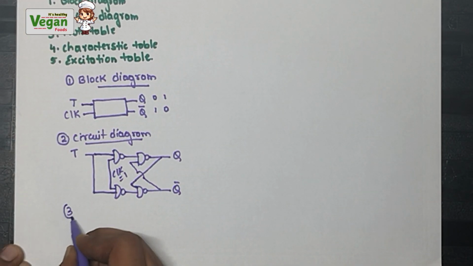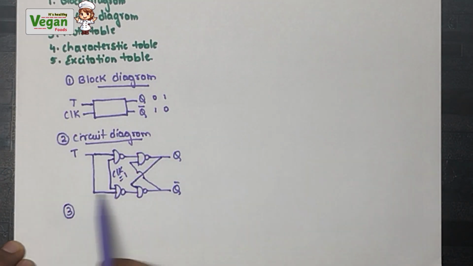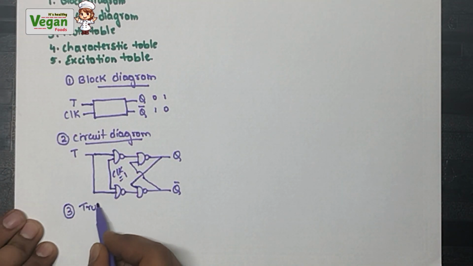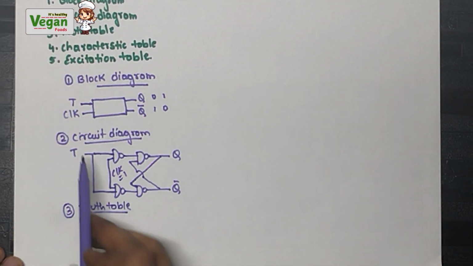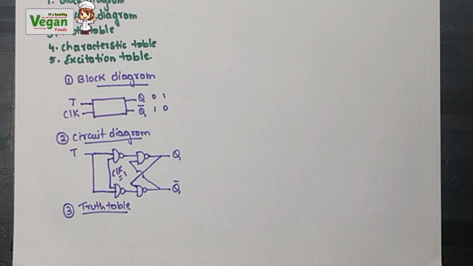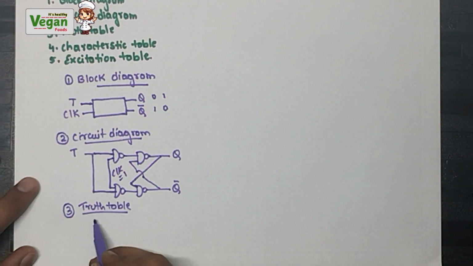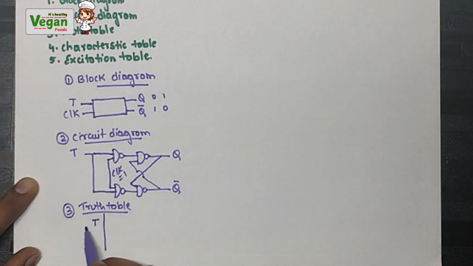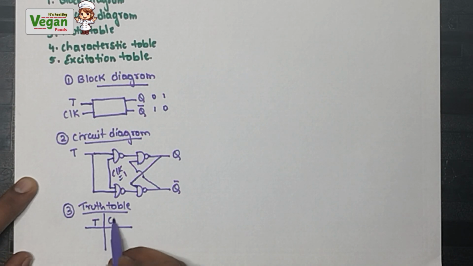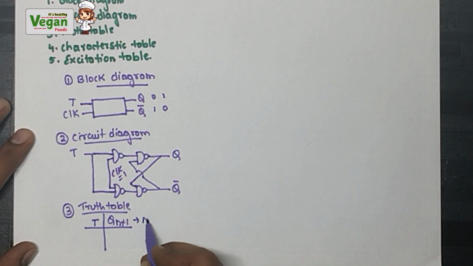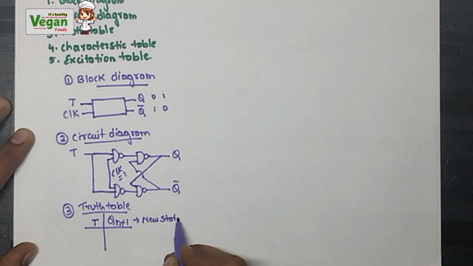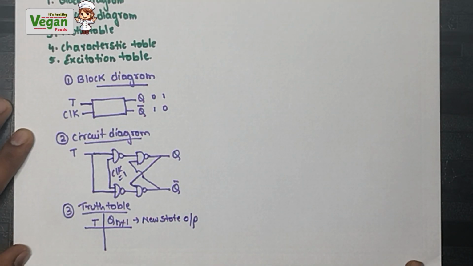Now third step, let's write the truth table using this circuit diagram. While writing the truth table, what are my inputs? T and clock. The clock value will always be equal to 1, so I don't want to write it again. So the only input left is T. Only one input is there, and what will be the output? Output will be Qn plus 1. What is Qn plus 1? It is the new state output.